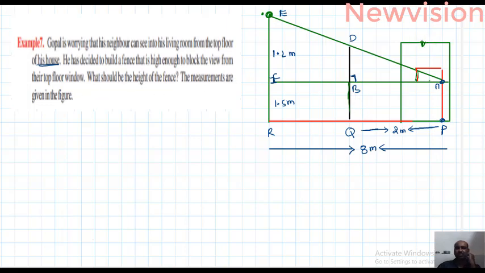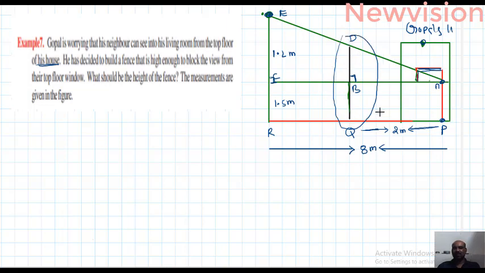So this is Gopal's house, and this one is Gopal's living room. The neighbor is here at E. Okay, what is Gopal saying? Gopal is worrying that his neighbor can see into his living room. So what does he want? He wants a fence, a wall. So I can say that the wall is DP. This is the required wall, DP.